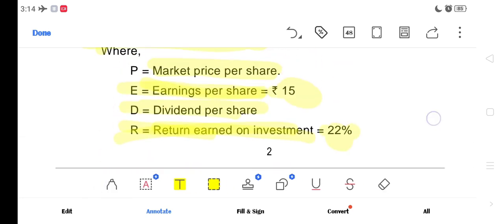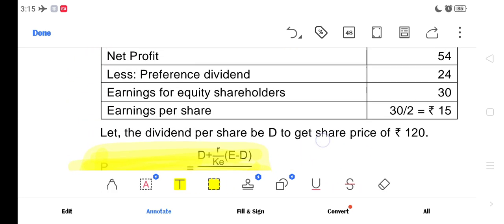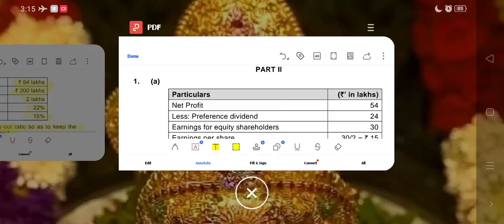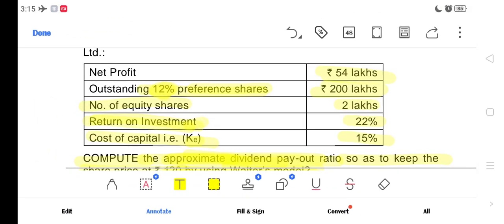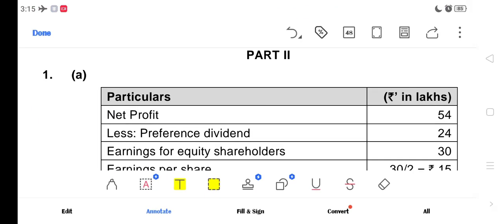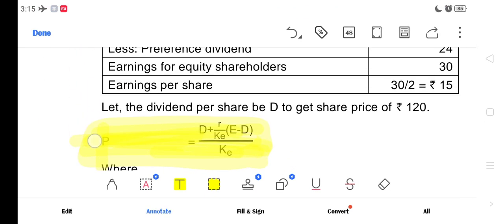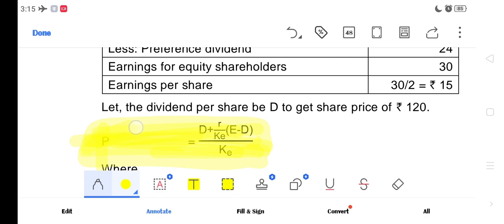Now let's come back to this. They have given net profit of 54 lakhs. From here you are going to calculate the earnings per share. We have to find out D. We have P, we have R and KE. We have to find out D, so we have to know E, no?